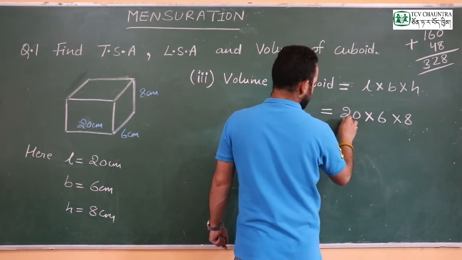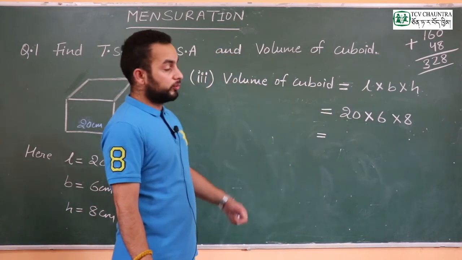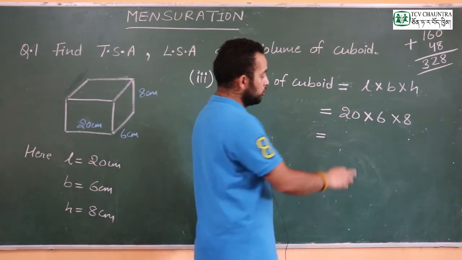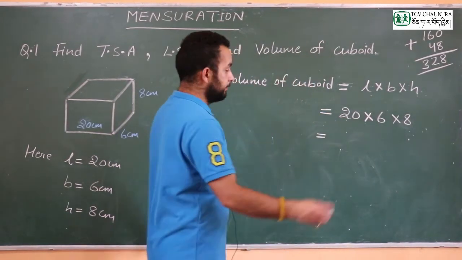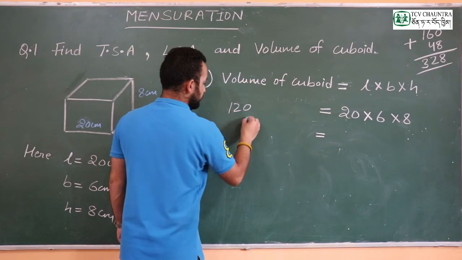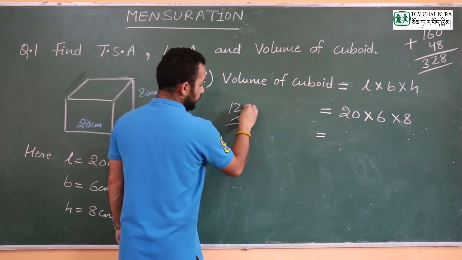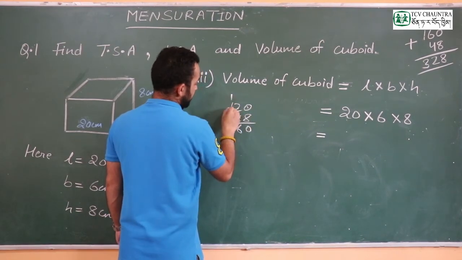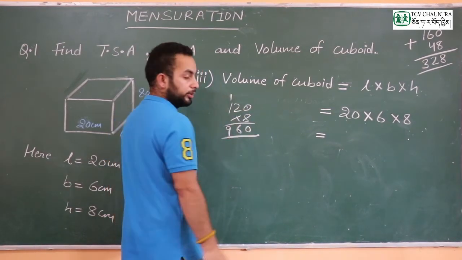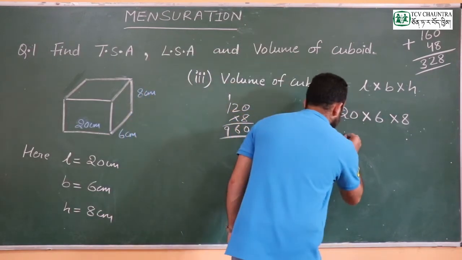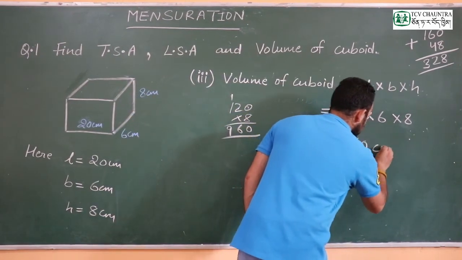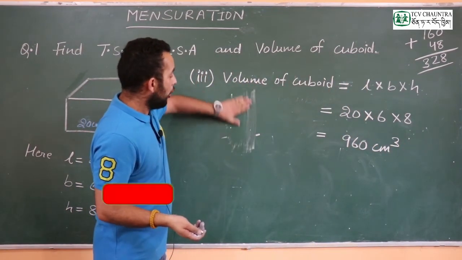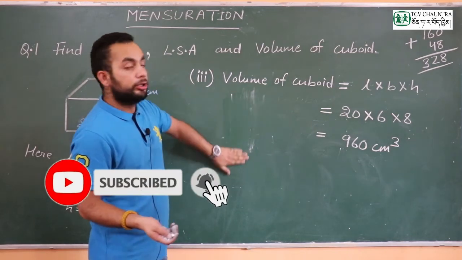So 20 will multiply with the number 6. So 20 times 6 is how much? It's 120. So again 120 will multiply with the number 8. 0, 8 zeros are 0. 8 twos are 16, 1 carry, 8 ones are 8, 9. So you will get a product of 960. So 960 centimeter cube, because your volume is always measured in cube.